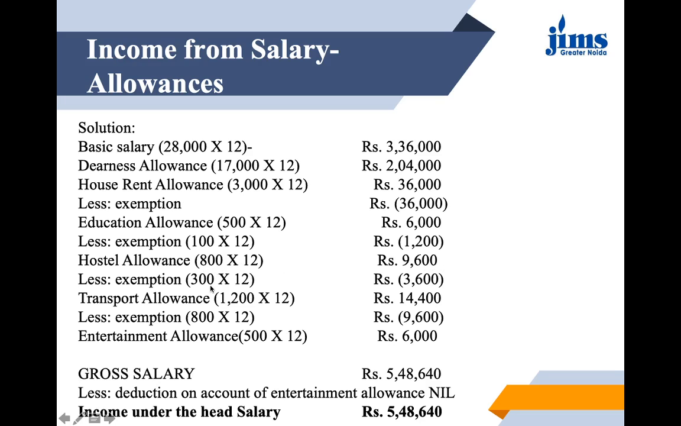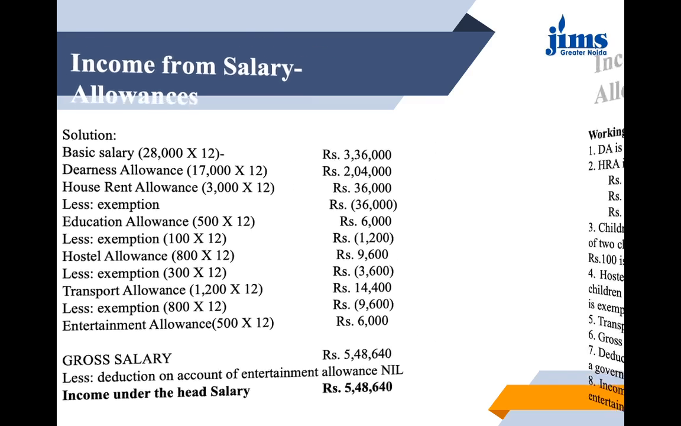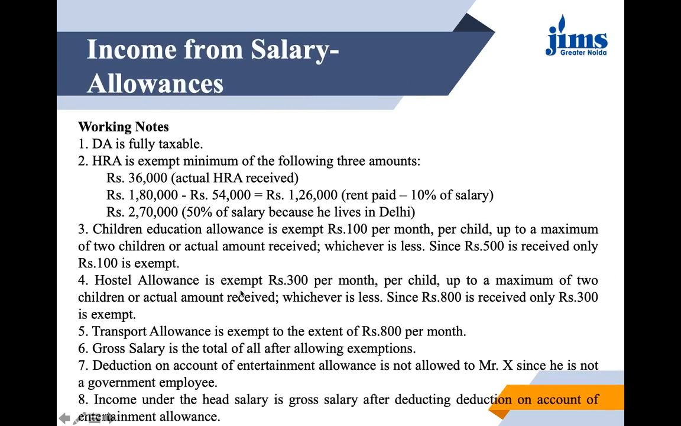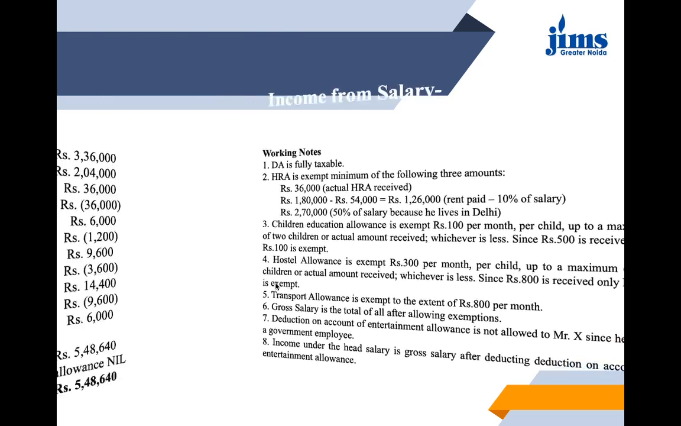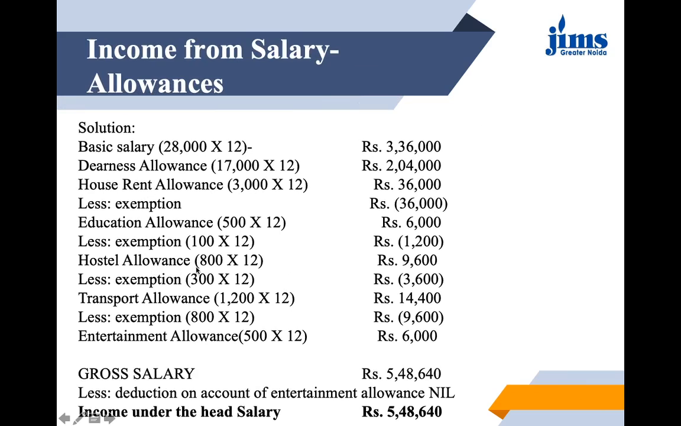Now let us see the exemption, what percentage of that particular allowance is exempted. For hostel allowance, it is exempt for rupees 300 per child, up to a maximum of 2 children, or the actual amount received, whichever is less. Because he is receiving 800, the actual amount received is more, so obviously 300 would get exempted. So here we have marked that hostel allowance is 800 into 12, that is the actual amount that he has received, but the exemption maximum is 300 into 12, whichever is less we have to take, so we have taken 300 here as exemption. So 300 into 12, that is 3,600, will get exempted.